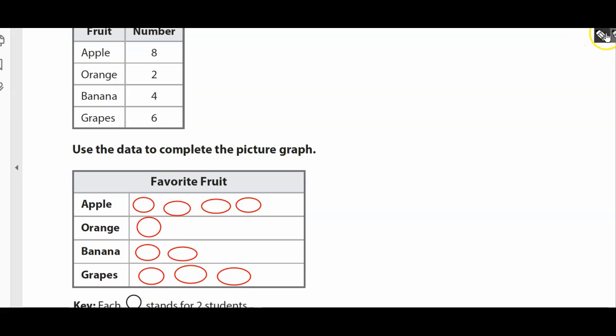Okay. Now, just a little side note. If, let's say, there was another fruit and it was, I don't know, watermelon, and 3 students chose it, how many circles am I going to make now? 1.5, right? Because 1 would be 2 students, and a half a circle would be only 1. So it would be something like this. Right? Okay. Just want you to see that. We good? All right, let's keep going.